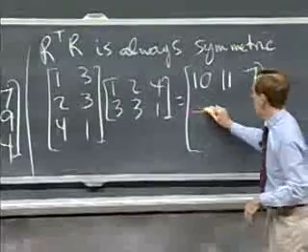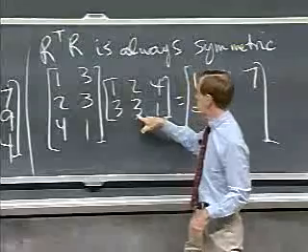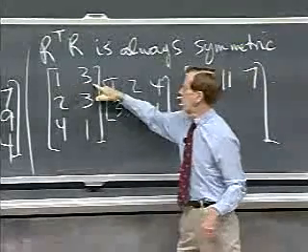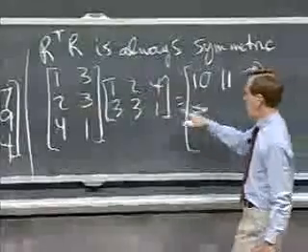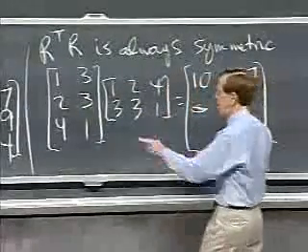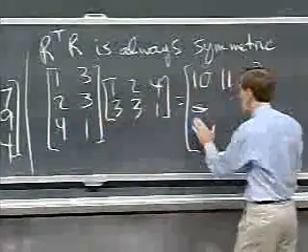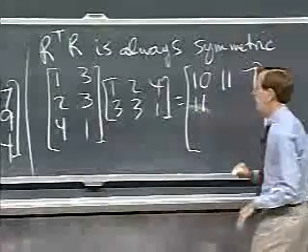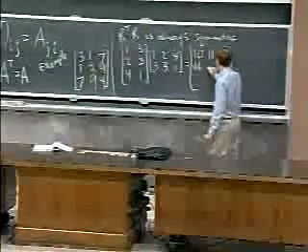Now what do I get there? This 11 came from (1, 3) times (2, 3), right? Row 1, column 2. What goes here? Row 2, column 1, but no difference. (1, 3) times (2, 3), or (2, 3) times (1, 3), same thing, it's going to be an 11. That's the symmetry.